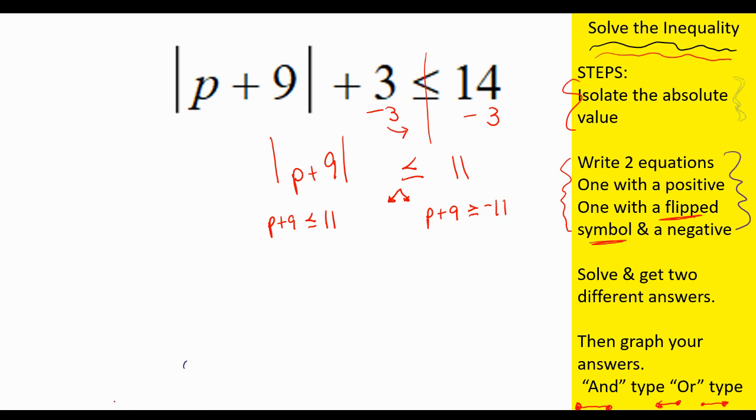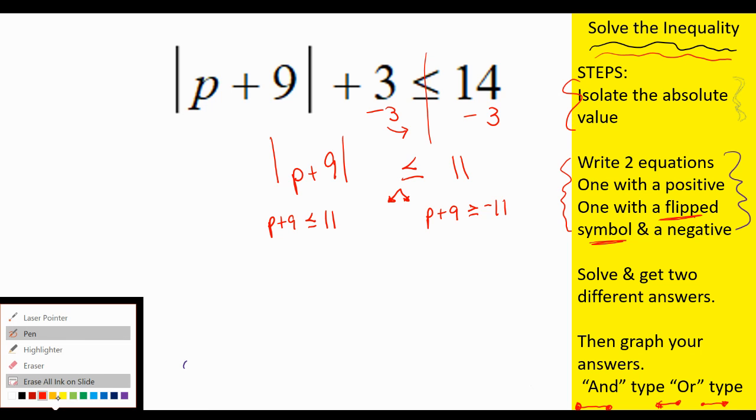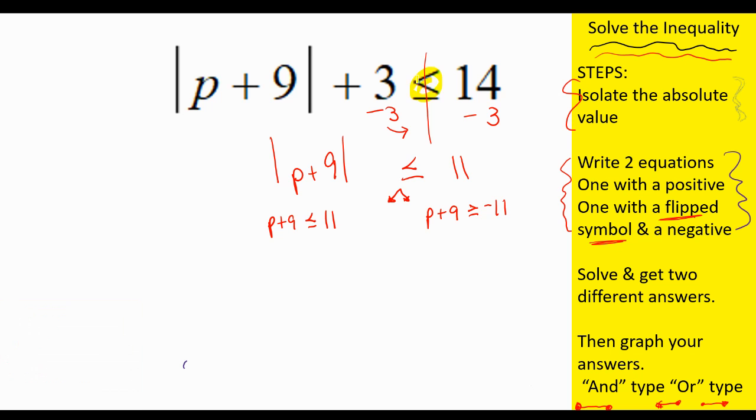So I'm just reviewing to make sure you're caught up. So the original symbol was pointing to the left. When we say flipped the symbol, we should have it pointing the opposite direction. And you do that on the side that has the negative 11.